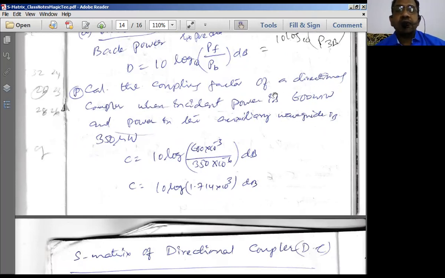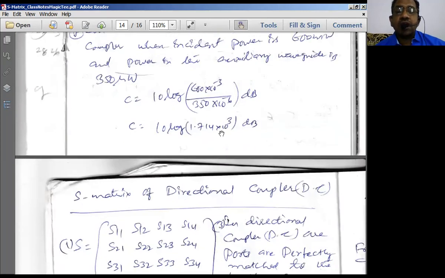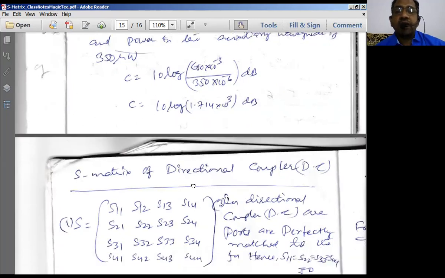Then a simple problem we can solve by using the formula. Calculate the coupling factor of a directional coupler when the incident power is 600 milliwatts and the power in the auxiliary waveguide or auxiliary port, that is port 4, the forward coupling port, is 350 microwatts. Then substitute these two and use the logarithmic scale to find out the coupling factor here.